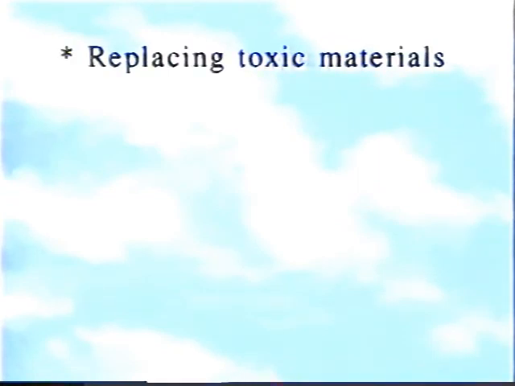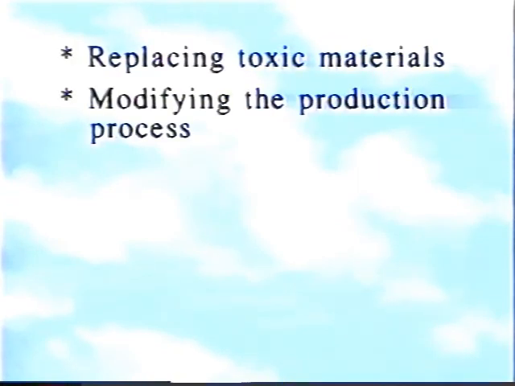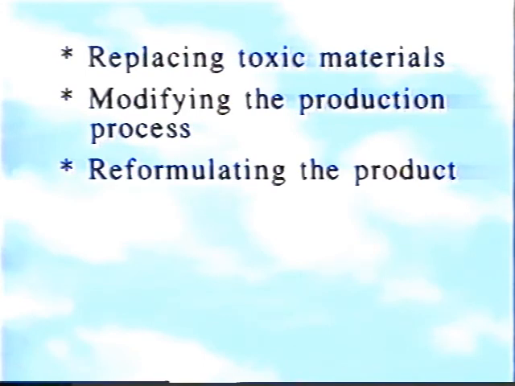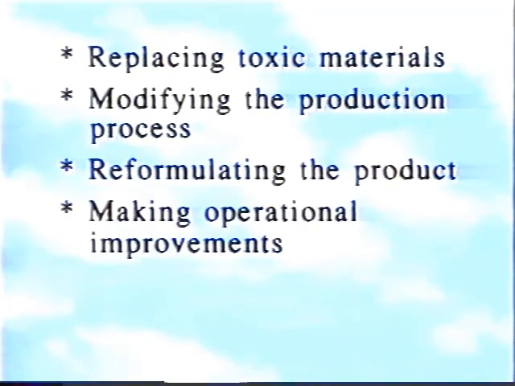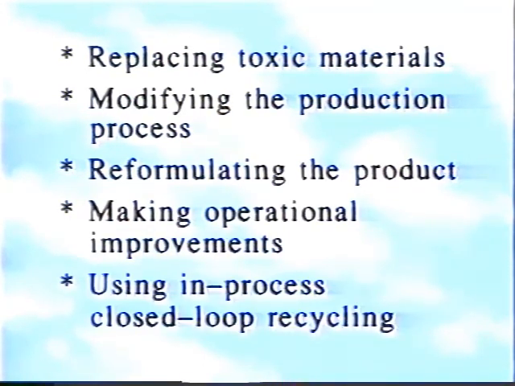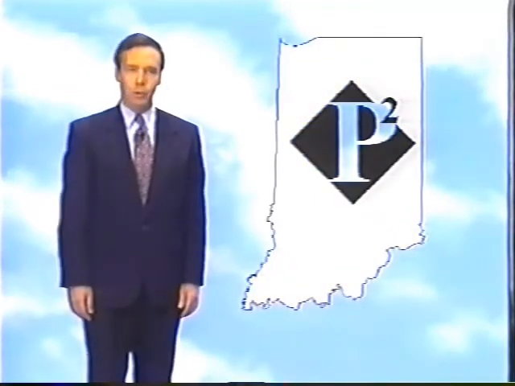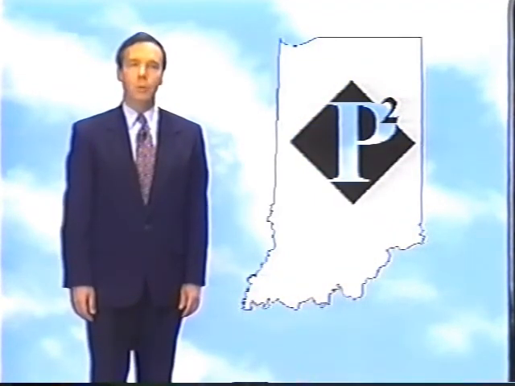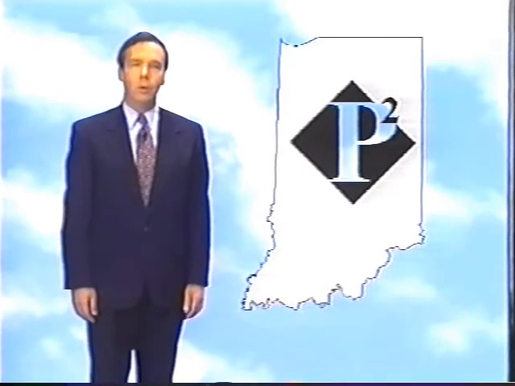Pollution prevention activities include replacing toxic materials, modifying the production process, reformulating the product, making operational improvements, or using in-process closed-loop recycling. Money spent on pollution prevention reduces the costs associated with waste disposal and environmental compliance. Progressive printers around Indiana are applying this new pollution prevention strategy to deal with the problem of hazardous volatile organic compounds, or VOCs, that are common components of inks, dyes, and solvents.